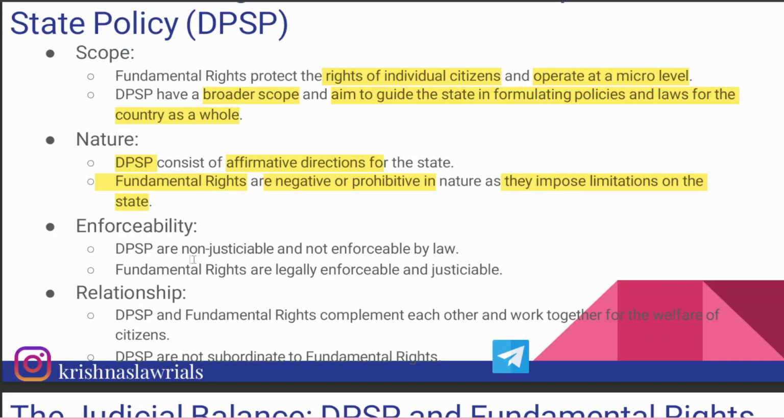Enforceability. DPSP is non-justiciable and non-enforceable, whereas our fundamental rights are legally enforceable and justiciable. For fundamental rights, we can approach the court, but for DPSP, we can't. What is the relationship? DPSP and fundamental rights complement each other and work together for the welfare of our citizens. DPSP are not subordinate to fundamental rights, but they are hand in hand, equal, and complement each other for the welfare of our country.